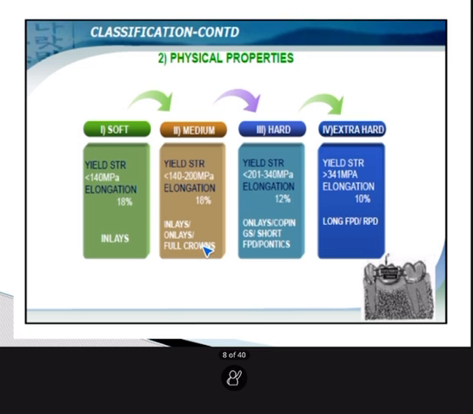And there's extra hard, which can be used for long fixed FPD or for RPD, and it has high yield strength, more than 341 MPa. So the more the yield strength, the more you can use it for long FPD and long RPD.